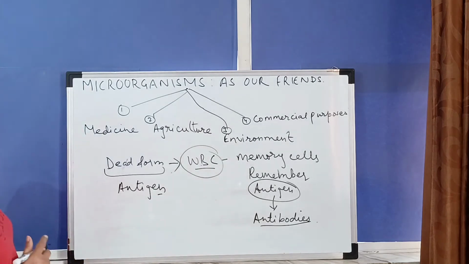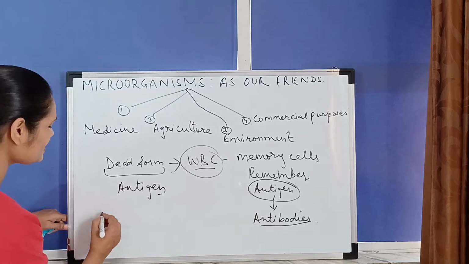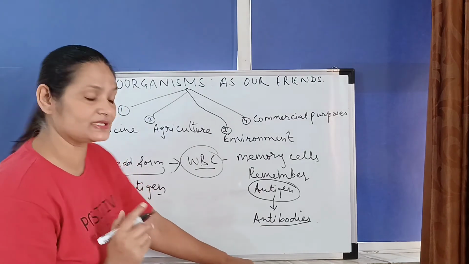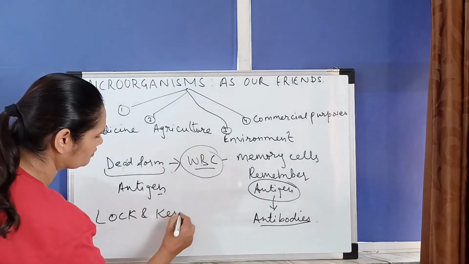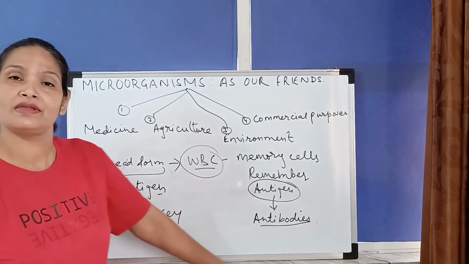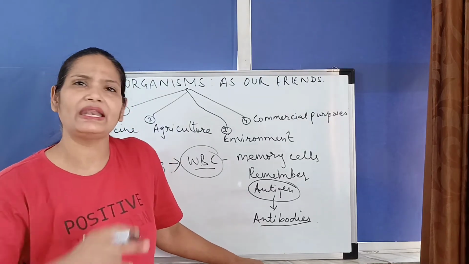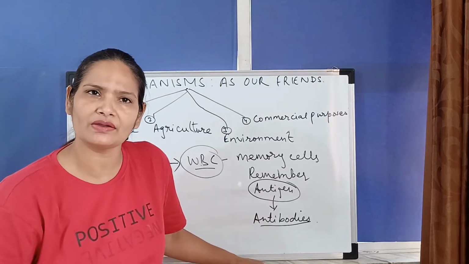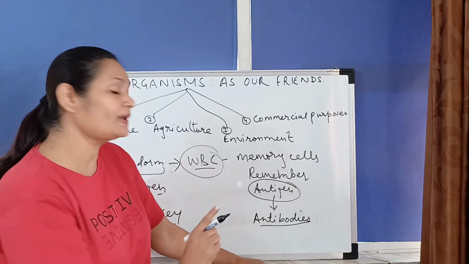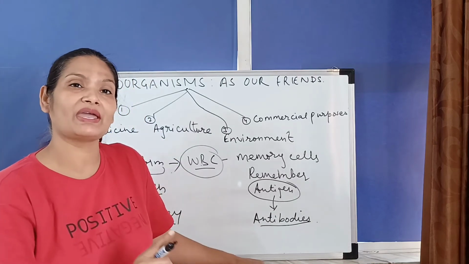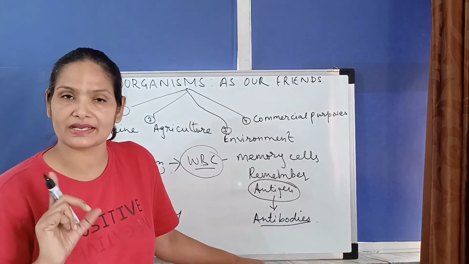Okay. Now, one more thing, vaccines work using the lock and key mechanism. Lock and key mechanism is, we might have seen that any key does not work for a particular lock. For a particular lock, there is a particular key. Similarly, for a particular disease or for a particular microorganism, there is a particular vaccine, right?